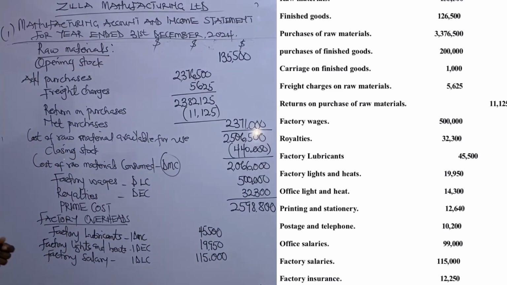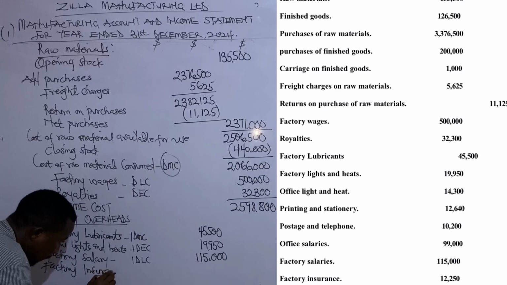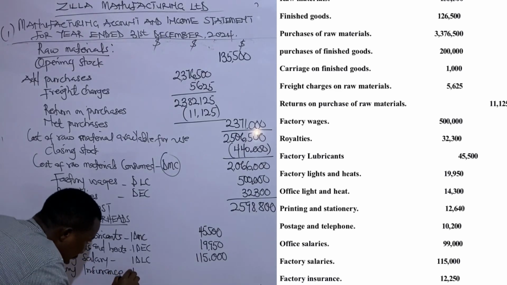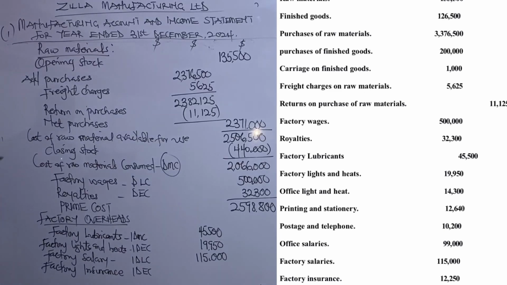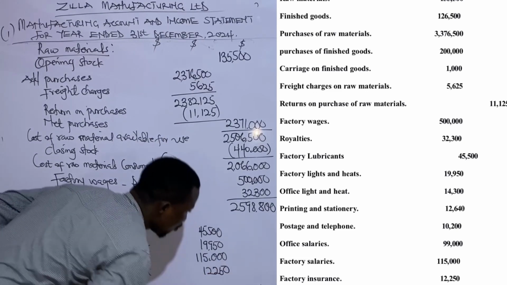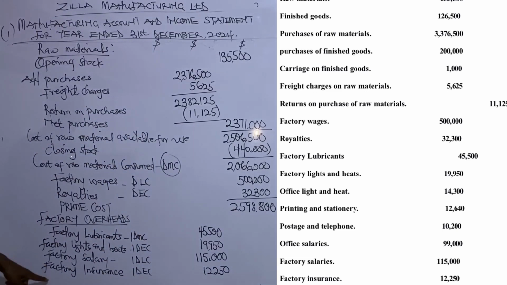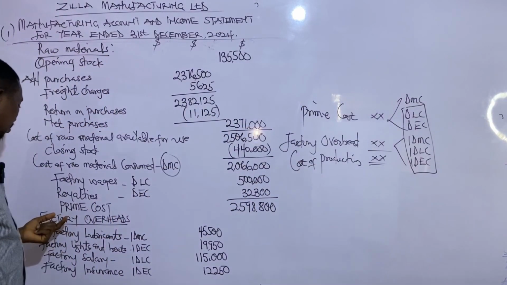115,000. The next factory overhead in this question is factory insurance. Factory insurance is an indirect expense cost. It's an expense, right? And the amount from the question is 12,250. Good. Because of the space, I would like to clean here so that we proceed with the factory overheads.